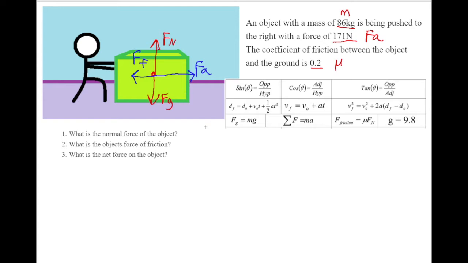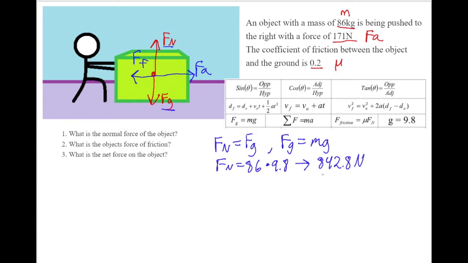Now that we have all of our forces drawn in our free body diagram, let's go ahead and solve for the normal force. Well, like we said, normal force is the same size as force gravity. So we're going to solve using the equation for force gravity. Therefore, we get force gravity is equal to mass times gravity. So I find out that my normal force is just equal to 86, because that's my mass, times 9.8. That gives me a normal force of 842.8 newtons. Now that we know our normal force, we can move on to the next one.